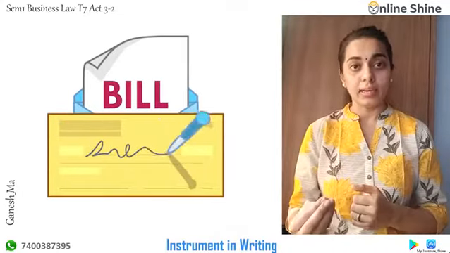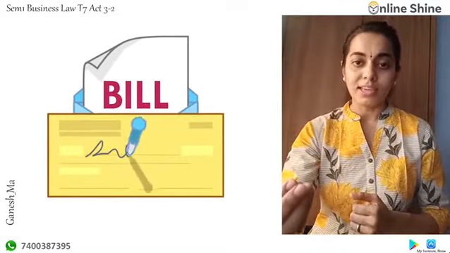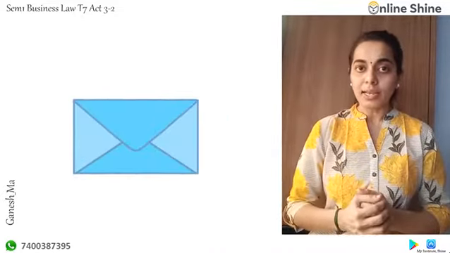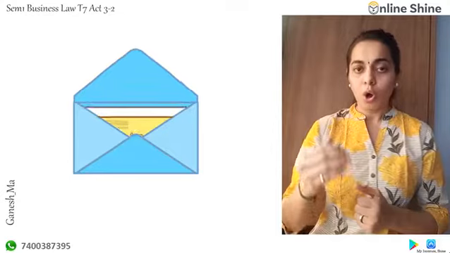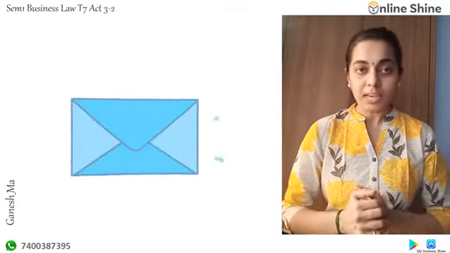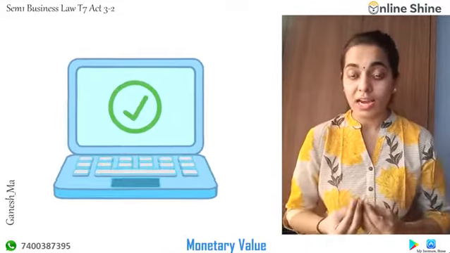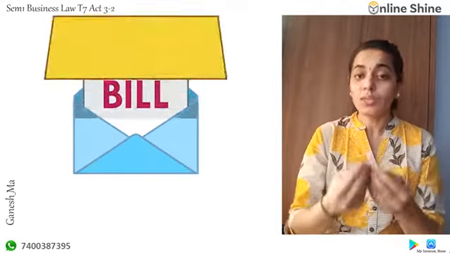Now exactly what they mean is an instrument in writing containing an unconditional order signed by the maker directing a certain person to pay a certain sum of money only, to a certain person or to the order of a certain person or to the bearer of that instrument. So that basically means a bill of exchange is a particular instrument containing a monetary value, where one person is directing another person to make a payment to another person.